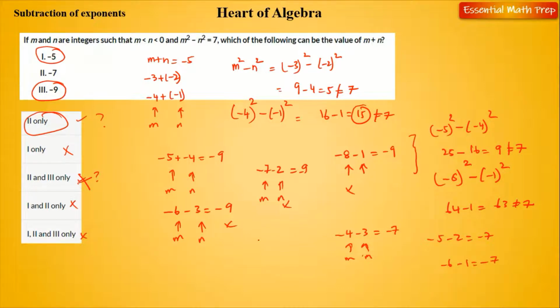Let's just substitute one, okay? That will be -4 squared minus -3 squared. At least you should be able to get one combination. If the other two combinations do not give you the desired result, that's all right, okay?